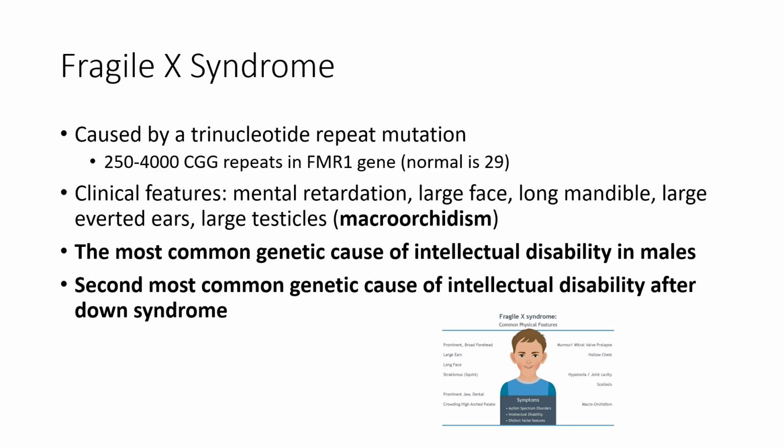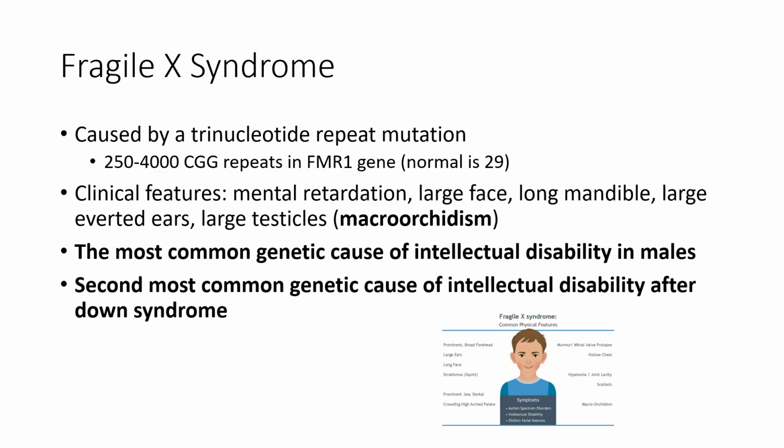Fragile X has a very recognizable phenotype, especially in males. Long, narrow face, prominent mandible, large, everted ears, macroorchidism, which becomes obvious after puberty. Fragile X is the most common inherited cause of intellectual disability in males, second only to Down syndrome overall.